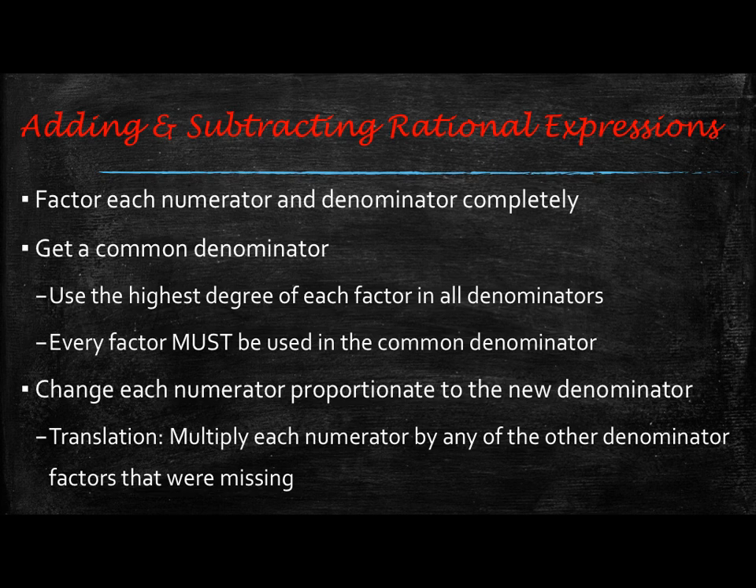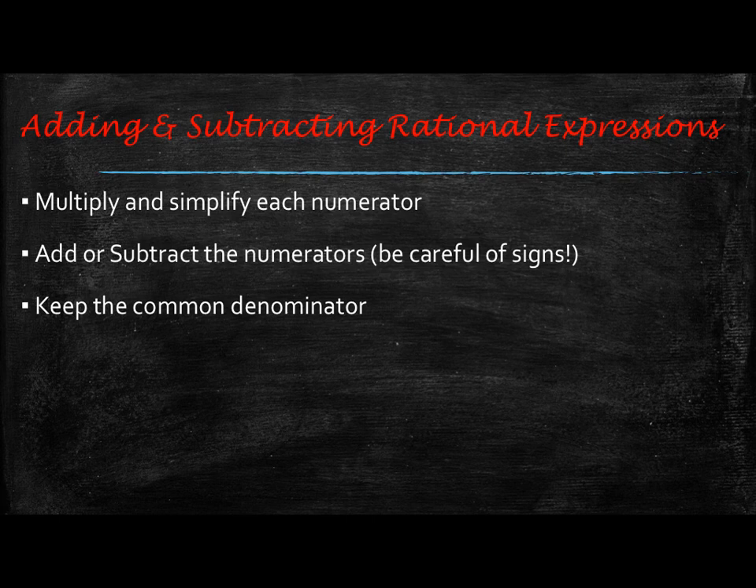Then you will change each numerator proportionate to the new denominator. What that means is that you will multiply each numerator by any of the other denominator factors that we're missing. Once you decide what you need to multiply the numerator times, you will multiply and simplify each numerator and then add or subtract the numerators. Be careful of signs. Then you will keep the common denominator. Let's look at some examples.